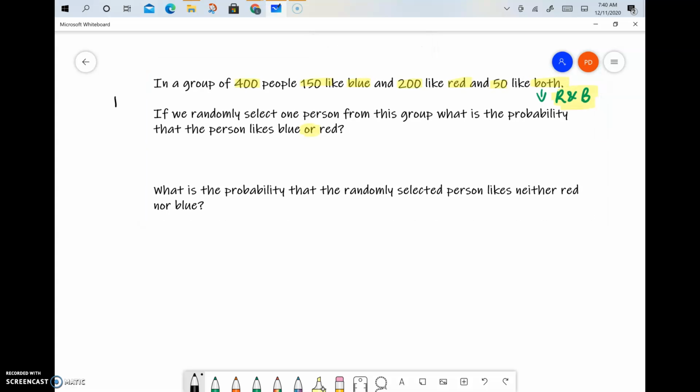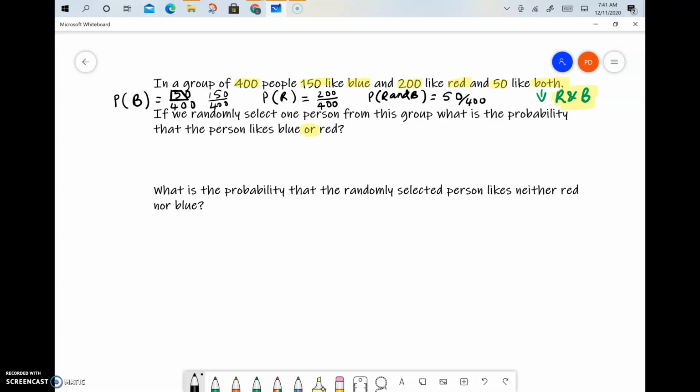So the probability that a person likes blue is 150 over 400. The probability that a randomly chosen person likes red is 200 out of 400. The probability that the person likes both red and blue is 50 out of a total of 400.